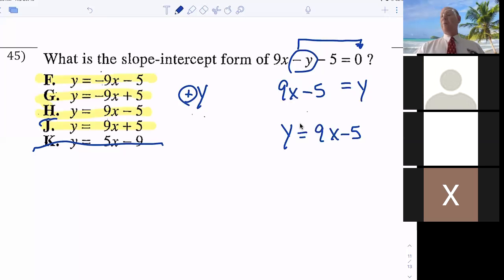So whoever said H, me and Jen. All right, there you go. Finally got one right this year. So I moved 9x over, so I would make that negative 9x. Right. So I'm going to show you now, please. And this is good.